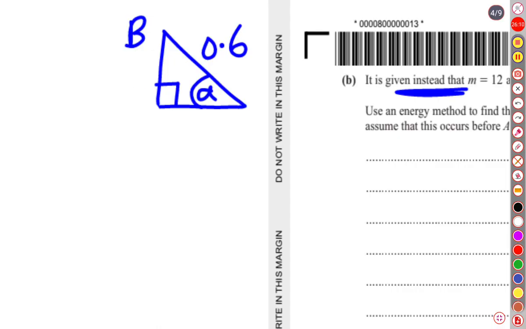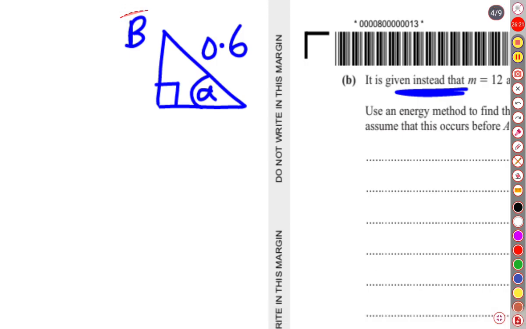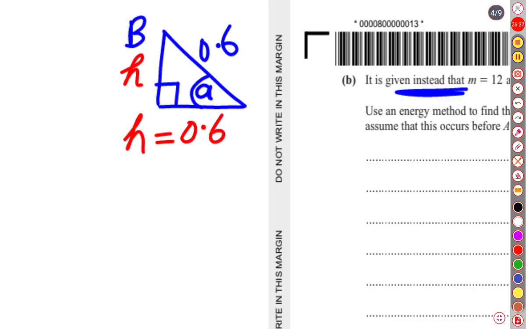Let me change the ink. As I have told, for the energy equation, one of the components is height, so we require height. This is for B. So our height is to be obtained. This is our height. So height is equal to what? We know height is equal to hypotenuse times sine alpha. So it is 0.6 into sine alpha.